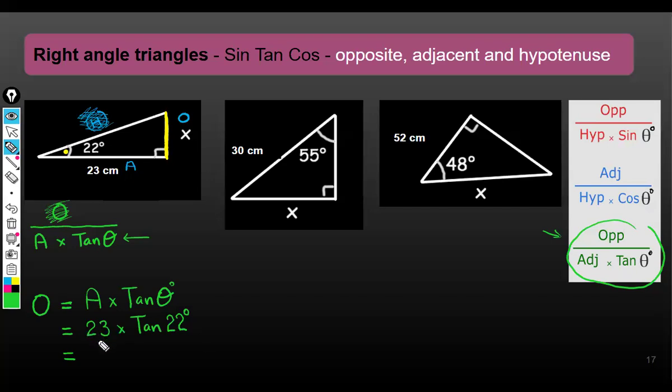I see a lot of people are sending me the answer in degrees, but isn't X the opposite side? Your answer is supposed to be in centimeters because we are finding the length of a missing side, right? 23 multiplied by tan 22. And I am getting 9.29 centimeters to 2 decimal places.